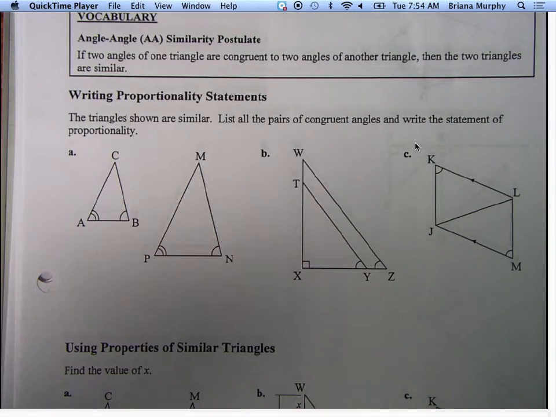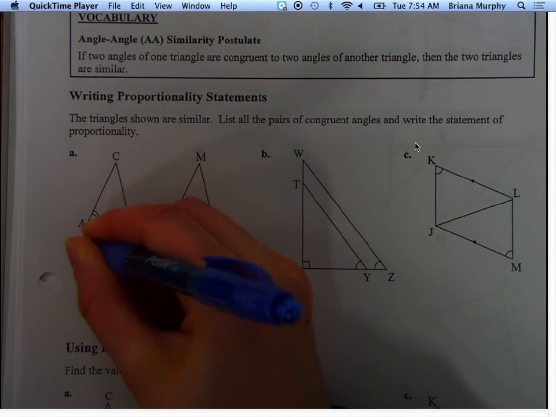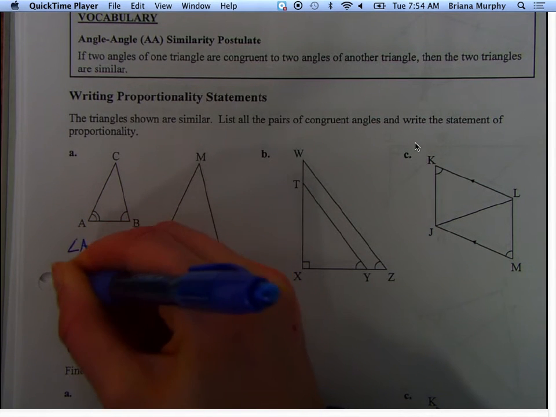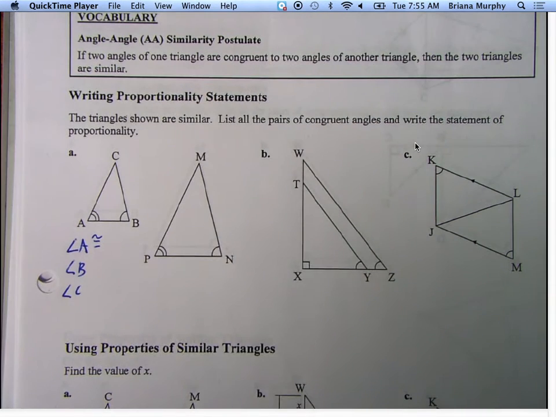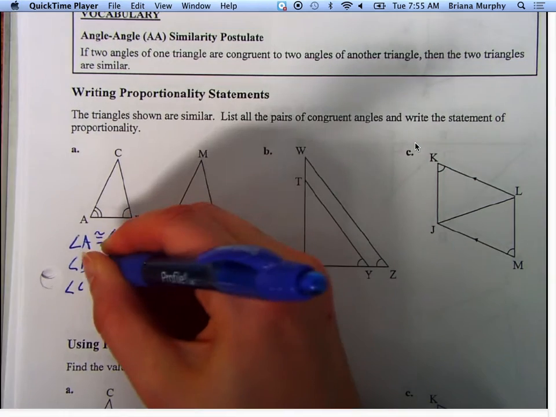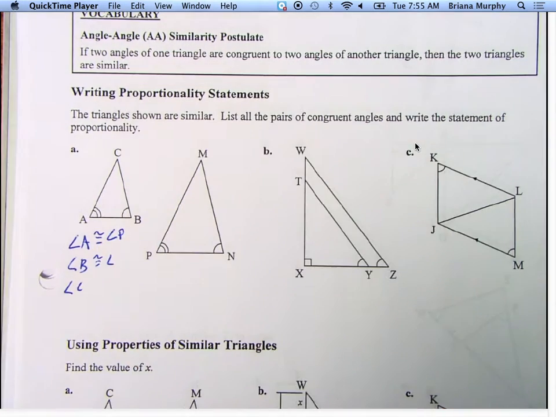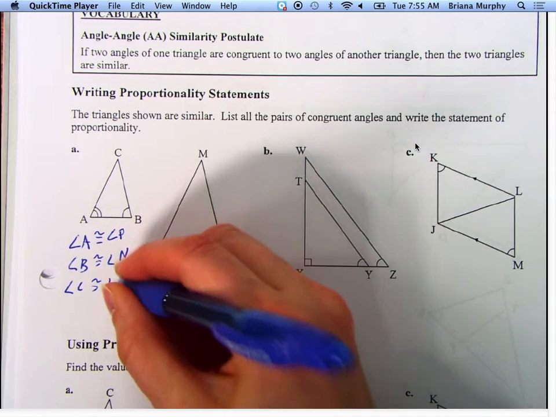So first, we've got to list all three. So I'm going to write angle A, angle B, and angle C. What is congruent with angle A for the other triangle? Angle P. What's congruent to angle B? N. And what's congruent to angle C? N. Okay.